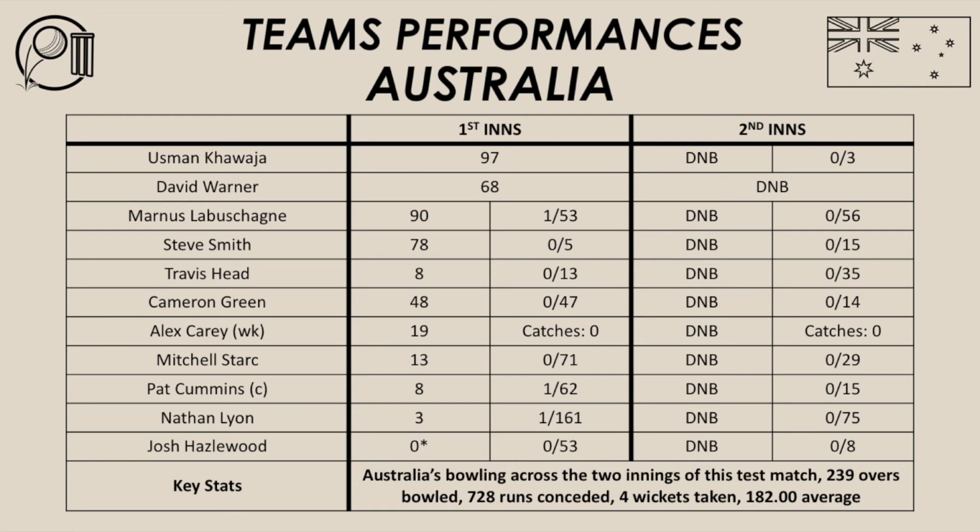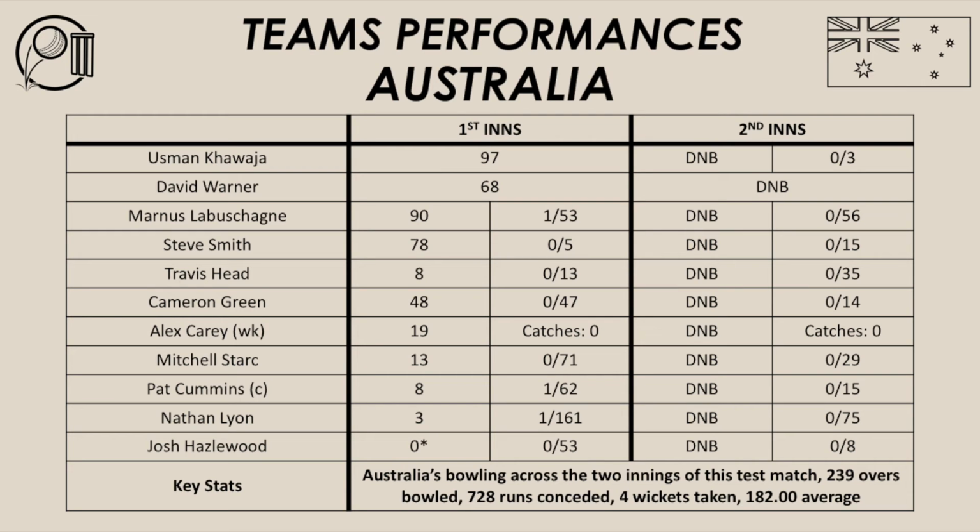No wickets for Khawaja, 1 wicket for Labuschagne, no wickets for Smith, no wickets for Head, no wickets for Green, no wickets for Starc, 1 wicket for Cummins, 1 wicket for Lyon, and no wickets for Hazlewood. That's how the Australian bowlers went about things on this pretty flat pitch at Rawalpindi with the ball. I thought Australia's bowling performance in this match was okay.